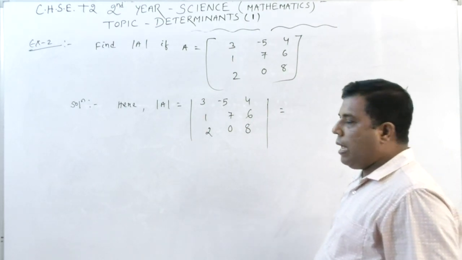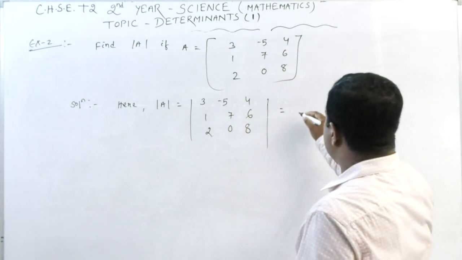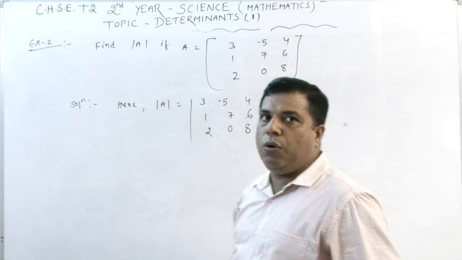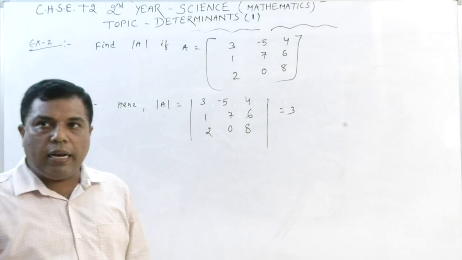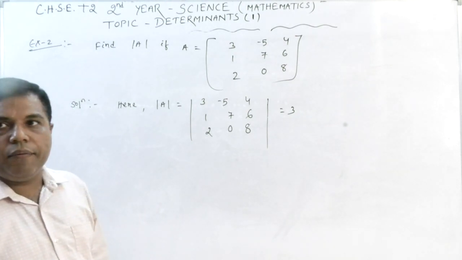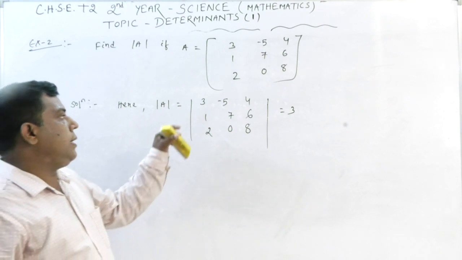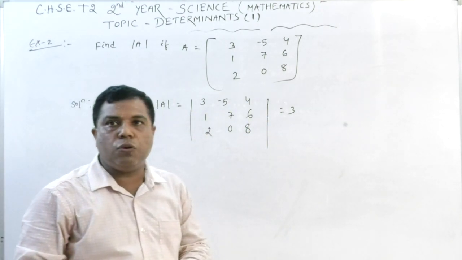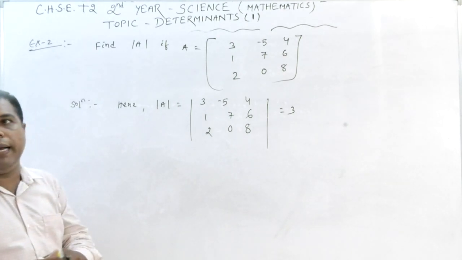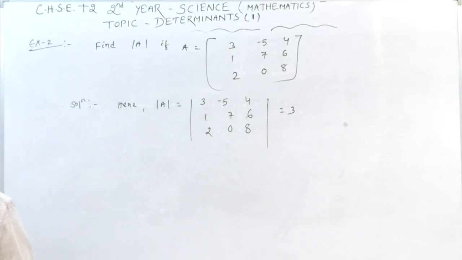As I told you, I am starting from the first row. Conveniently, you can take any row, you can take any column. That is your choice, dear students. But generalization is there, and for convenience, we are evaluating from the first row, and we can find the determinant value of this third order.